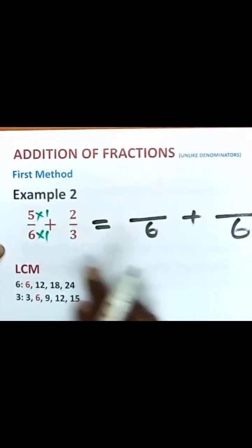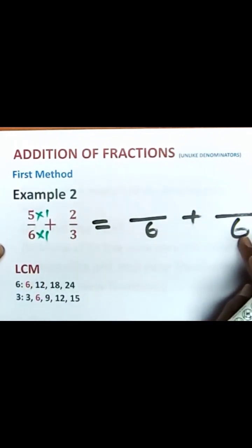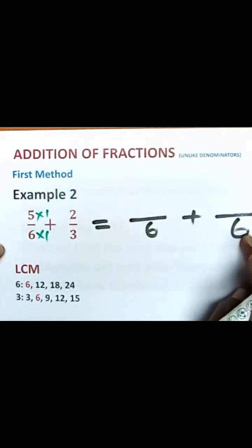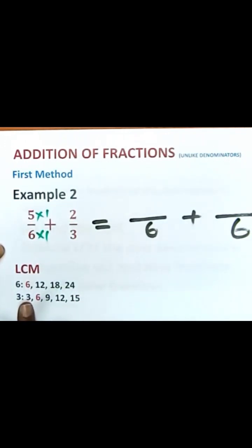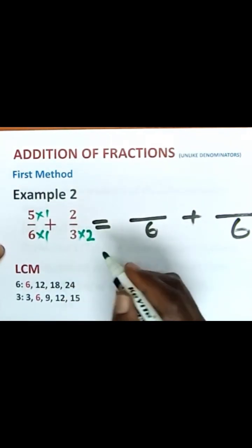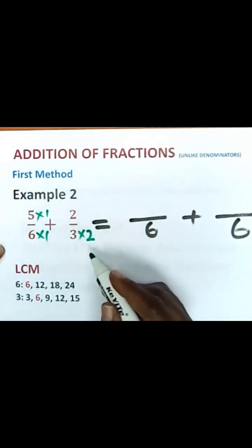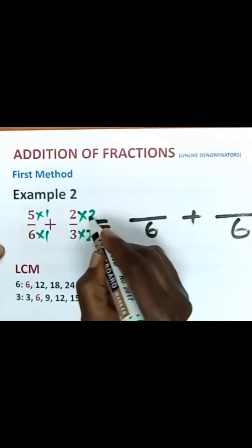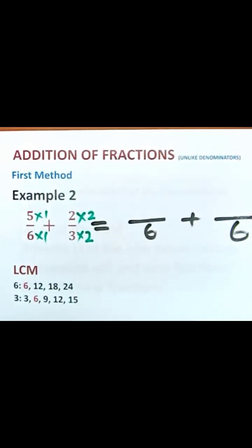So for the second denominator, what did we do to 3 to get 6? Of course, we multiplied by 2 to get 6. Look at it. 3 times 1 is 3, and 3 times 2 is 6. So we multiplied 3 by 2 to get 6. And since we are multiplying the denominator by 2, we also multiply the numerator by 2. So we are set to get our new numerators, or we're set to equalize the new fractions.